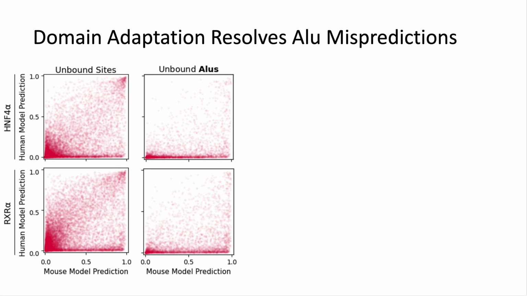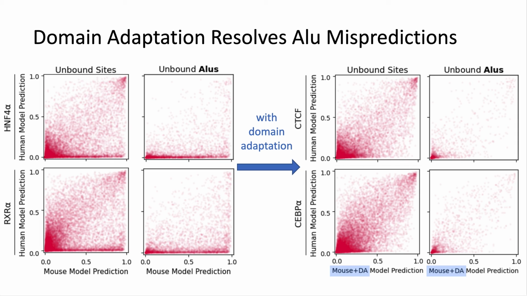We could look at the same thing for the other two TFs. Again, this is the before and this is the after with domain adaptation. And again, it really looks like the ALU problem has pretty much been solved in this case because that bottom right corner is devoid of ALUs.